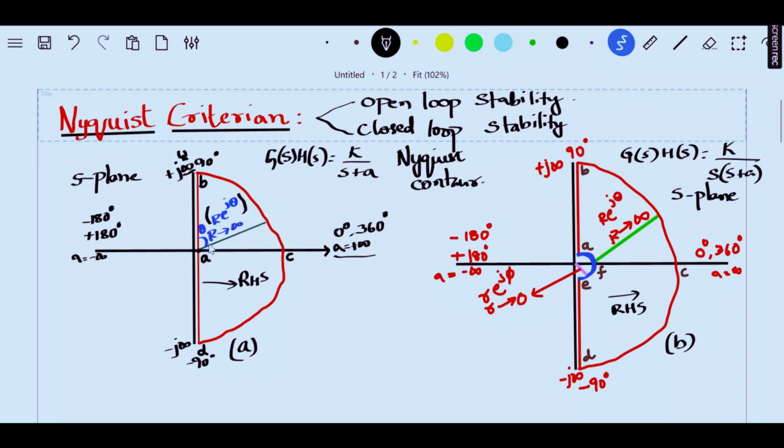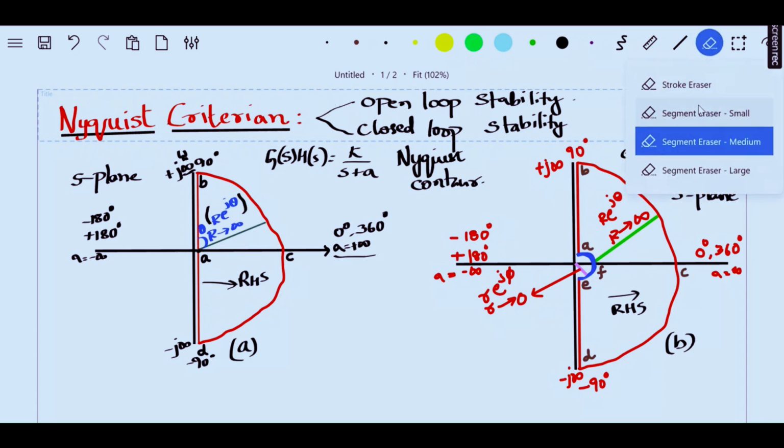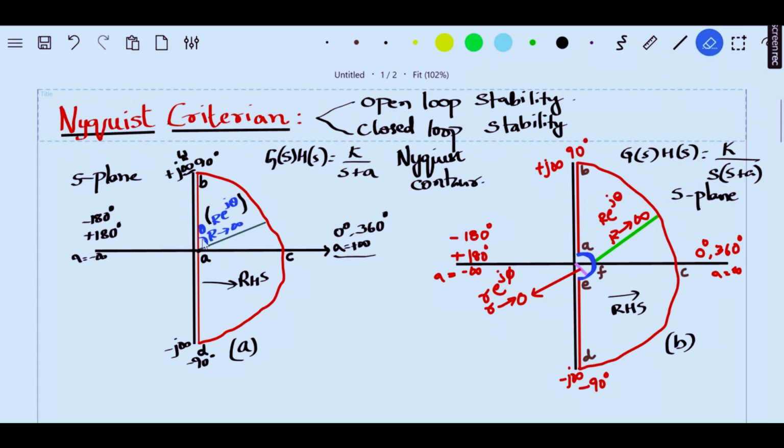And this angle, I'm sorry, this is not the angle. The angle is, this is the angle theta. Okay, this is the angle theta.